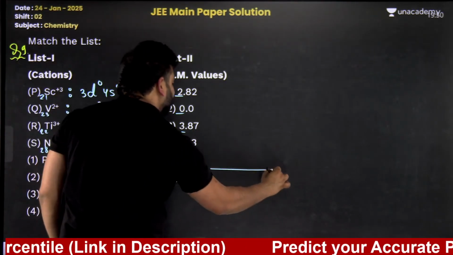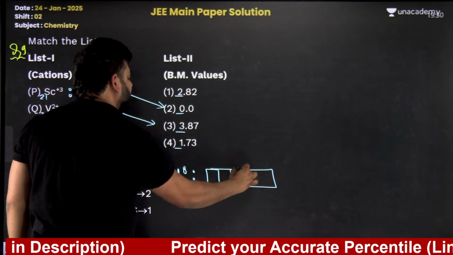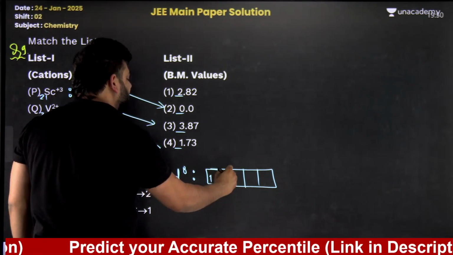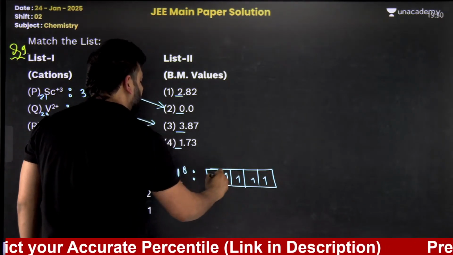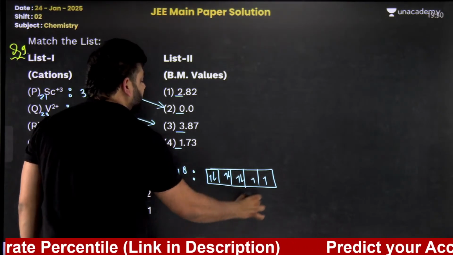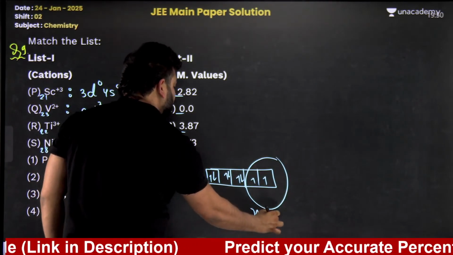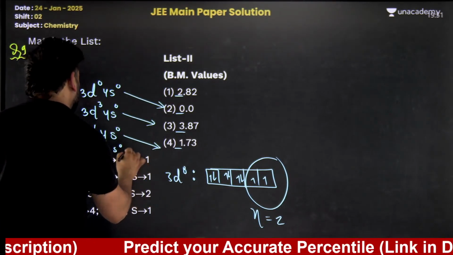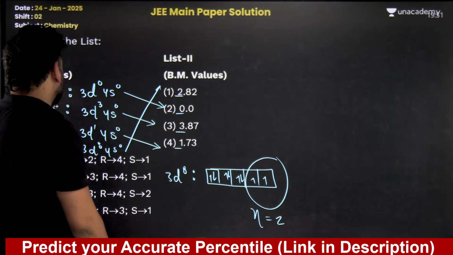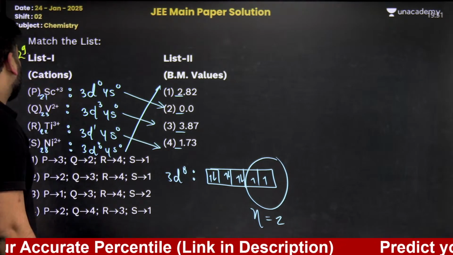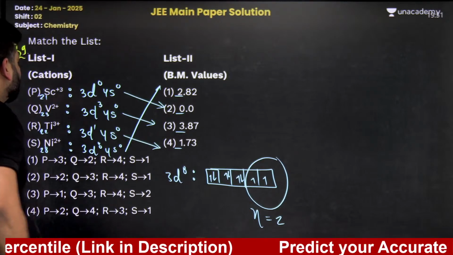And we are just simply filling the electrons in all degenerate orbitals. 1, 2, 3, 4, 5, 6, 7 and 8. So how many electrons can you see unpaired? 2 electrons. So 2 is the correct answer. This will be having like this. So the correct answer should be P matches with 2, 3, 4, 1.